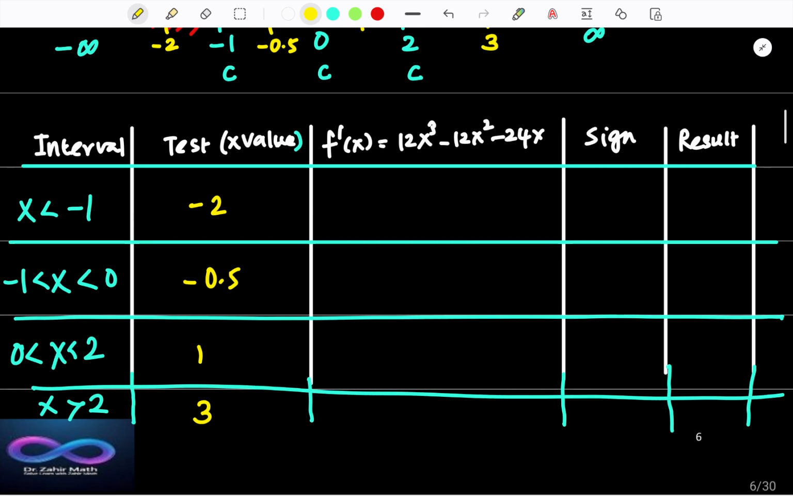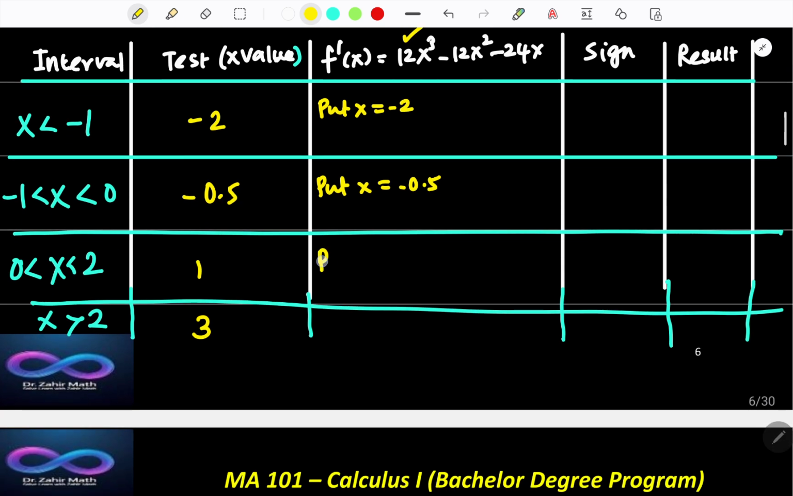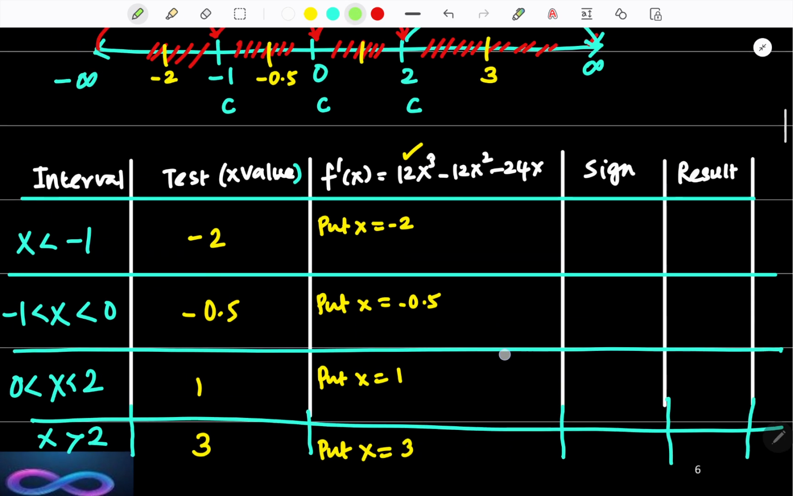Now put x equal to -2 here, x equal to -0.5 here, x equal to 1 here, and x equal to 3 here. If I put it here, what will I get? Take your calculator and type this equation: 12x power 3 minus 12x power 2 minus 24x. Press the button calc, and the calculator will ask you x question mark. Put x equal to minus 2, and you'll get minus 96.